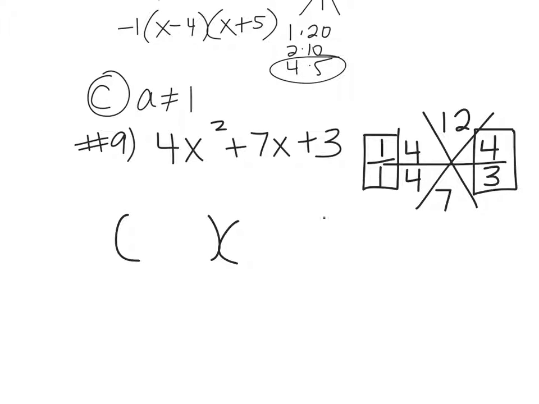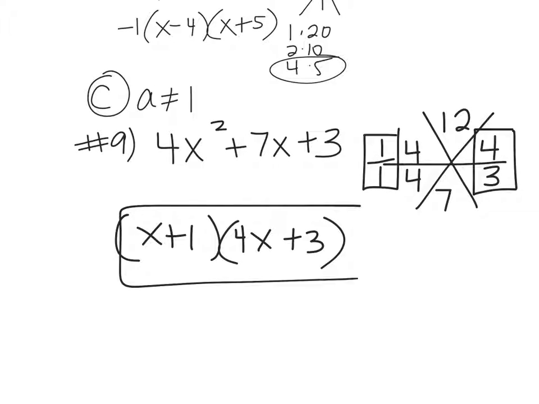We're going to write our binomials, and we're going to make our 1x plus 1, or just x plus 1. And then this 4 goes in front of the x plus 3. And that would be it.